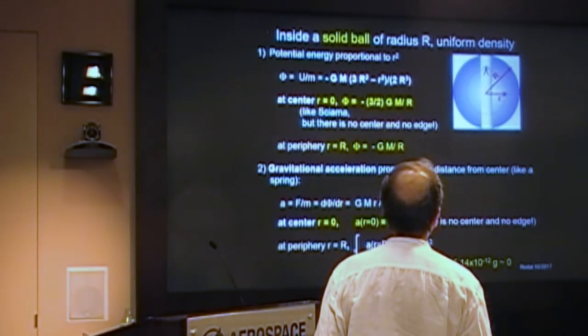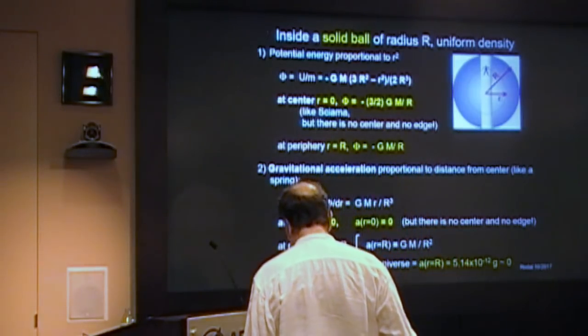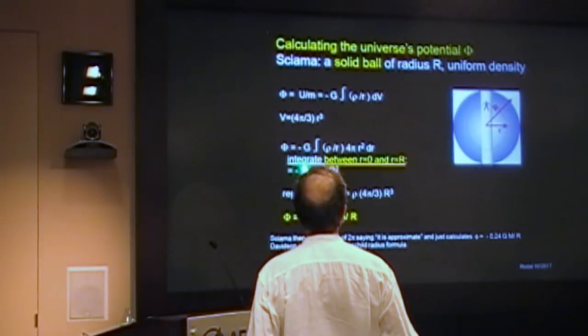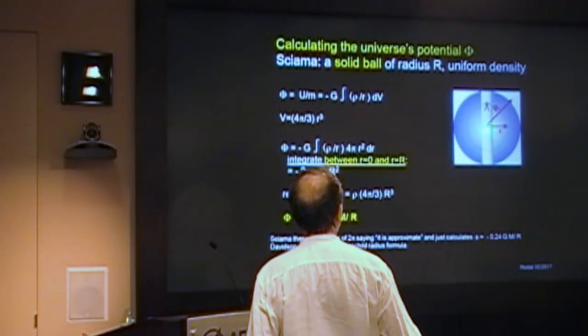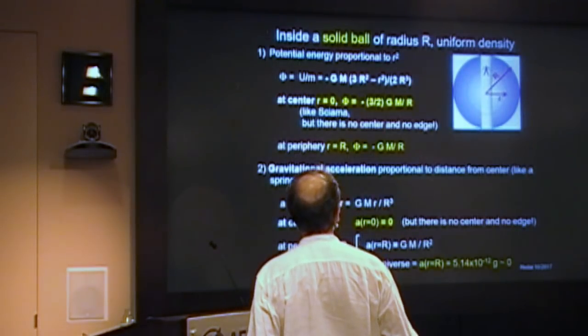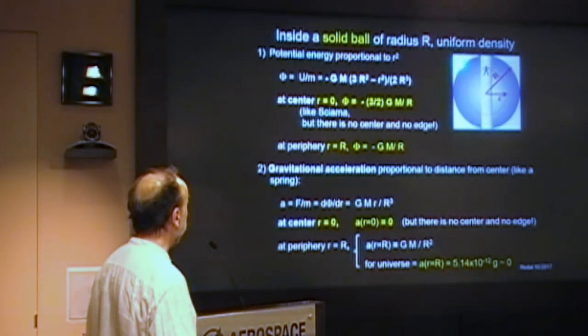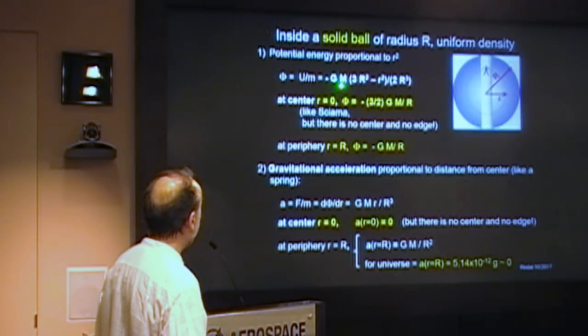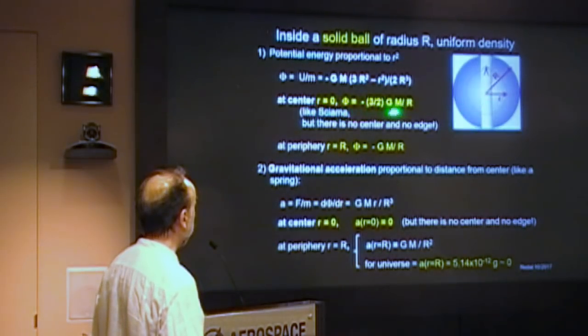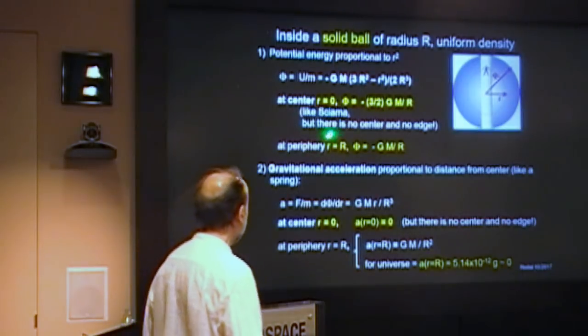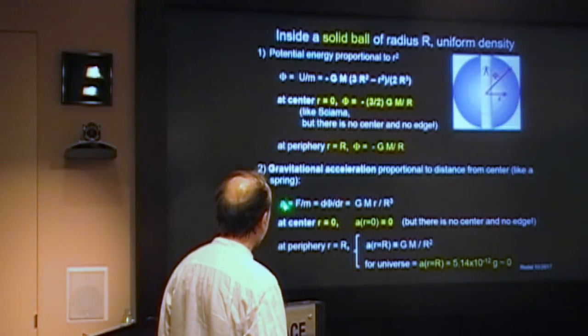You can also get more precision into the formula if you take into account that he integrated between r equals 0, that is, from the center of this ball to the outside. You can actually have a very simple solution for a solid ball of radius r with uniform density, that the potential energy is actually this function that depends on the little r squared, such that if you compute this at the center, then you get the minus 3/2 factor that Sciama found. And actually, because you are at r equals 0, the acceleration at the center is 0.